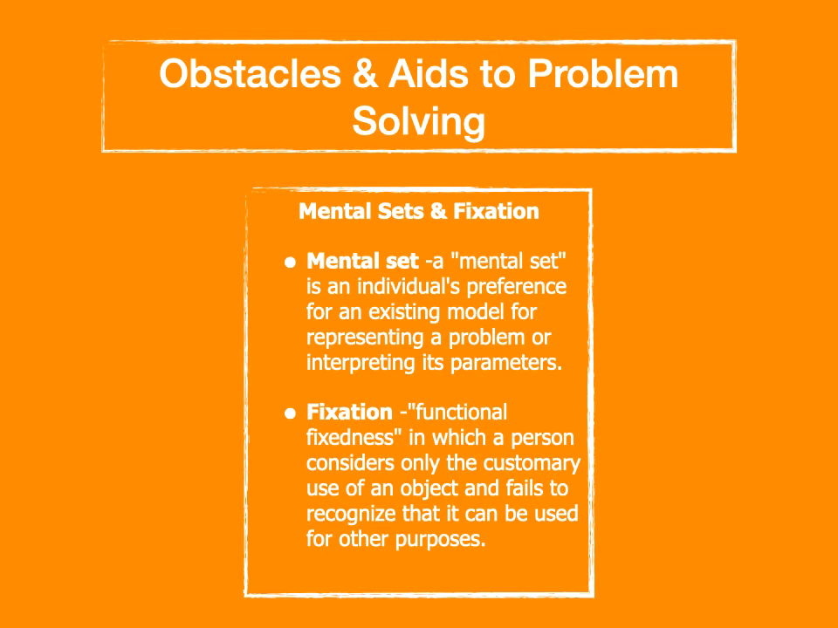Next is functional fixedness or fixation. It's a similar problem to mental set in which a person considers only the customary use of an object and fails to recognize that it can be used for other purposes. So this is when we are fixated that this specific object can only be used for this specific problem, failing to recognize that it can also be used in different strategies, I mean different situations, right?